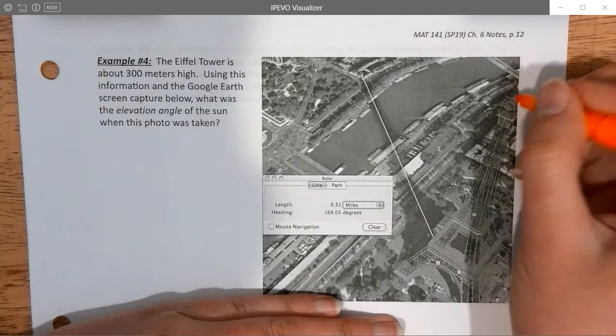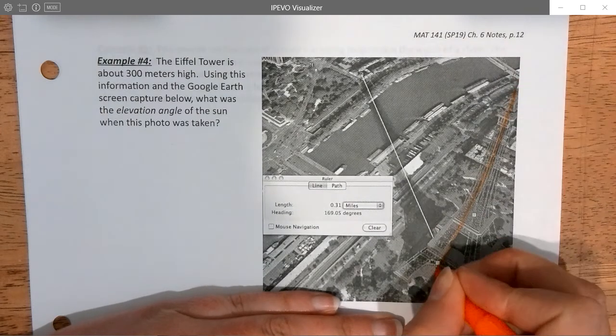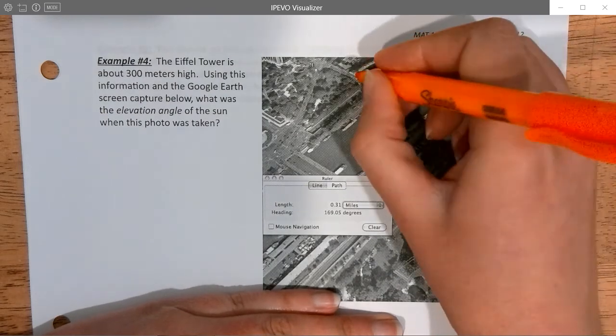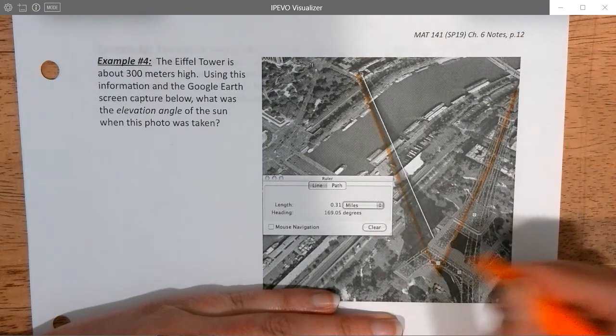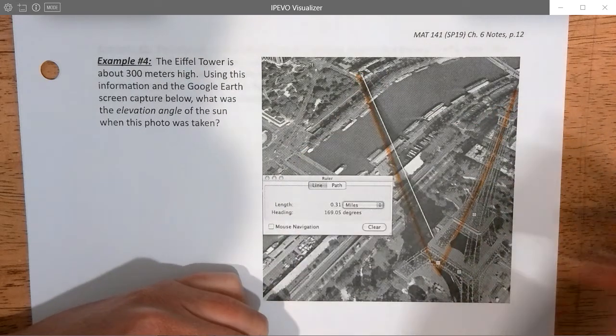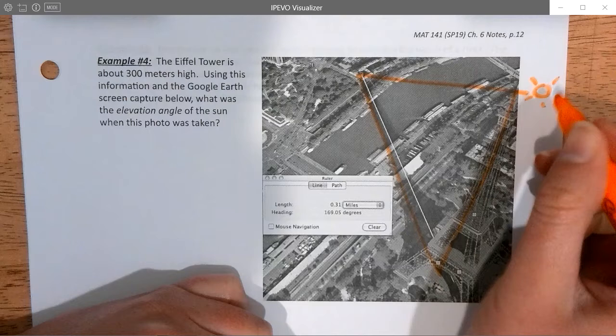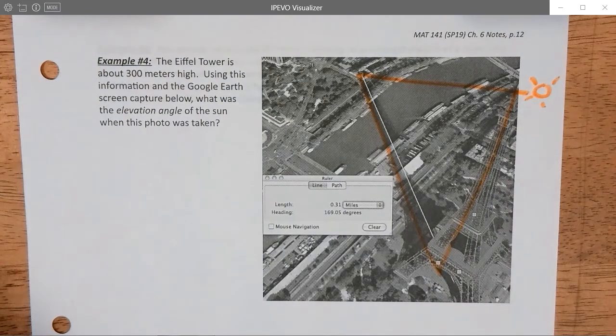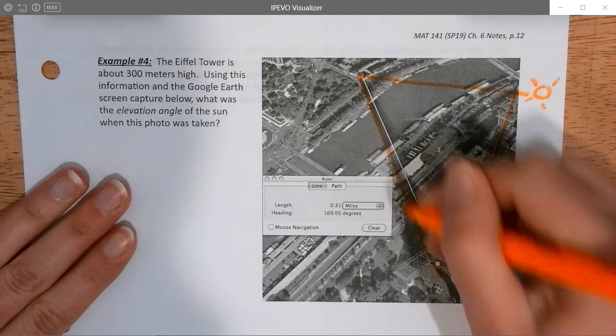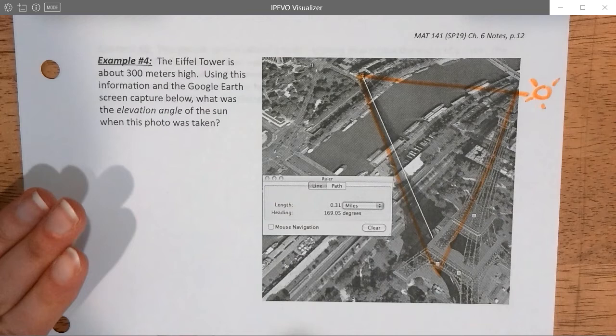Okay, so we know something about the height of the Eiffel Tower, and we know something about the length of the shadow. And then we also know that the sun is creating that triangle. So we have this triangle here. It's a little bit skewed in perspective, but it actually is going to be a right triangle.